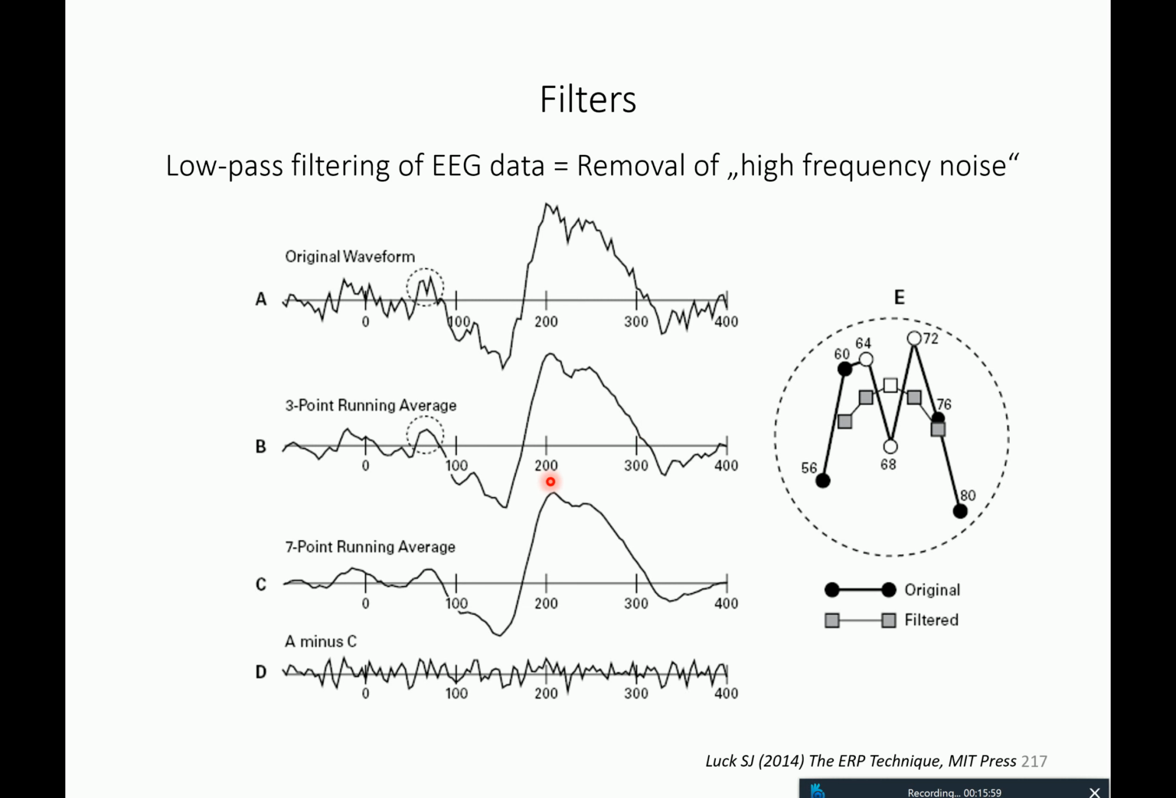Another aspect where you also get quite strong low-pass filtering is just by the process of averaging, because if you have high frequency single-trial variations, they are usually not very consistent over trials. So over many trials, they cancel each other out, and you have a kind of internal low-pass filtering of the data just by means of averaging.